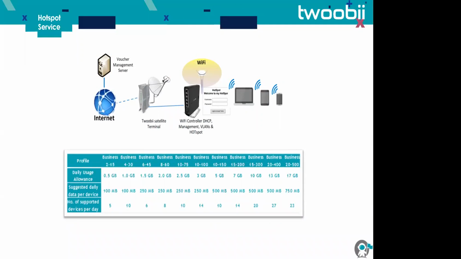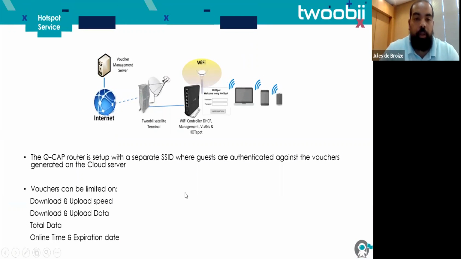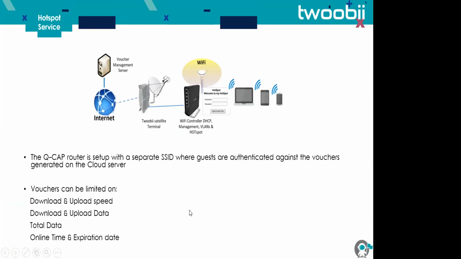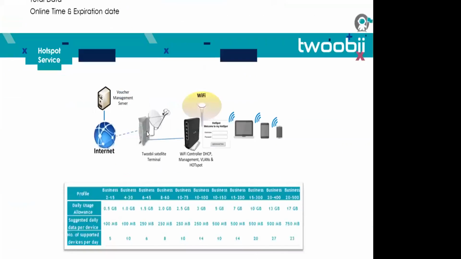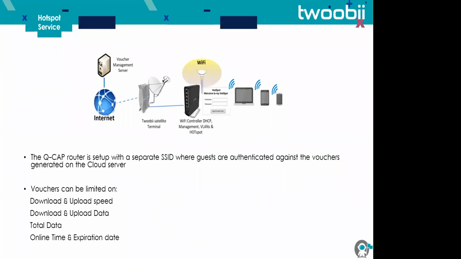But I almost forgot, Jules. Can you just elaborate a little bit on the different VLANs that we can set up at the user side to split business traffic from hotspot traffic? And also just elaborate a little bit on the QCAP router. Yes, 100%. The supported routers that we do. Yes, so this is the QCAP router.